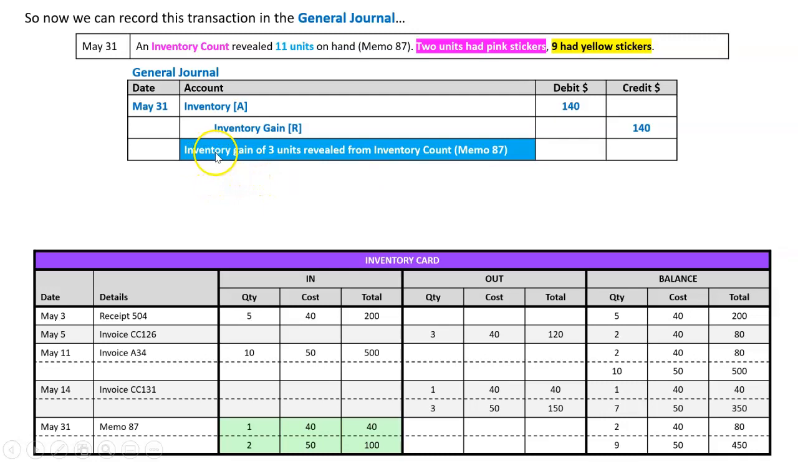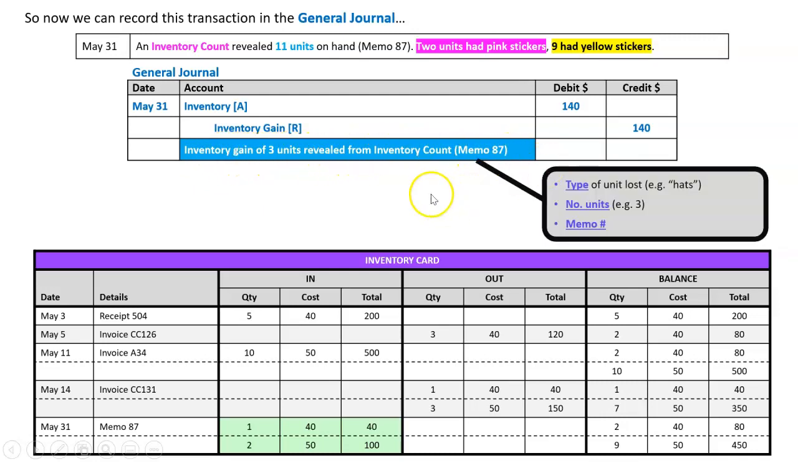So I'm going to make sure I write inventory gain of 3 units revealed from the inventory count and the memo number. And just with that memo, try and be as detailed as you can. So if you've got the type of unit, say hats, for example, or shoes or something, say that. But as a minimum, put the type of the unit, the number of units, and the memo number.